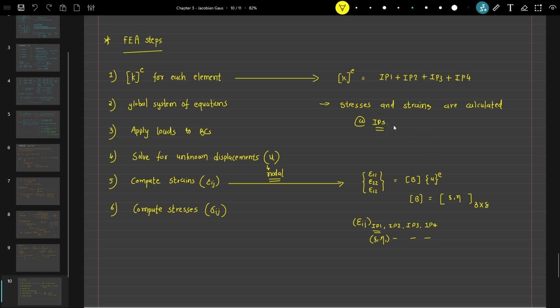So this is very important to remember. And these are accurate values, because these are coming from direct computation. So these are accurate.